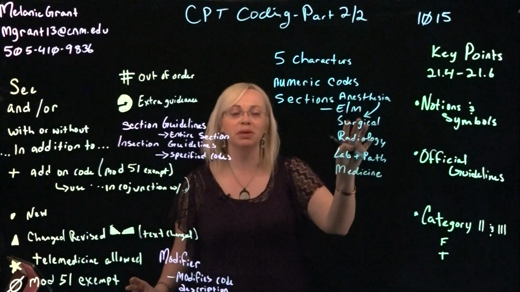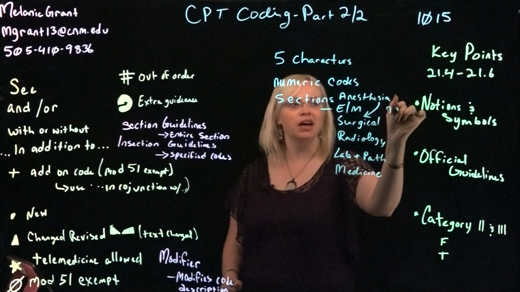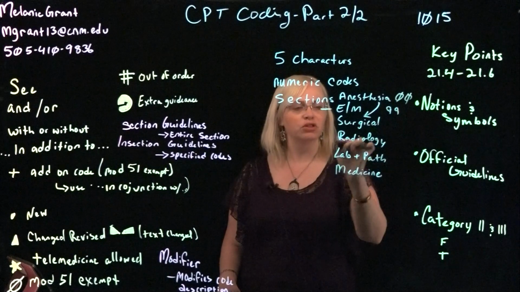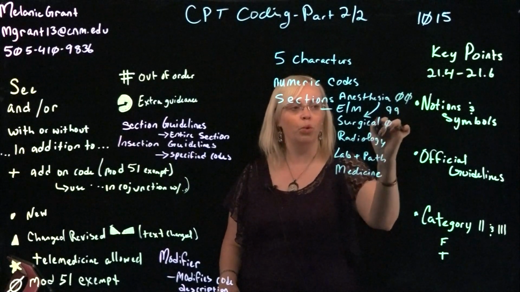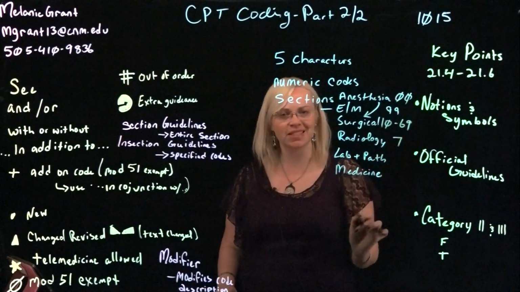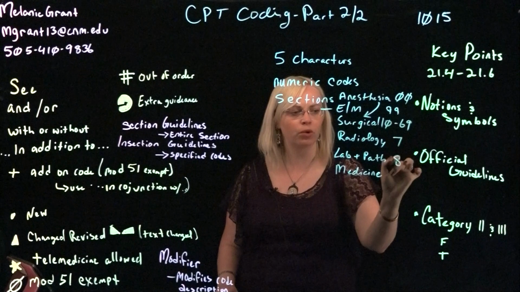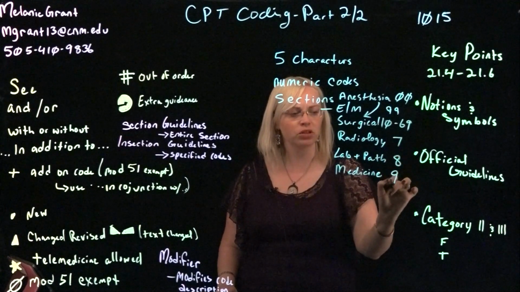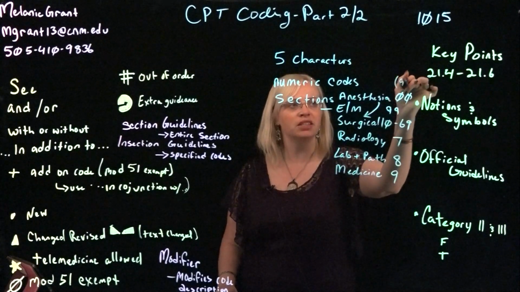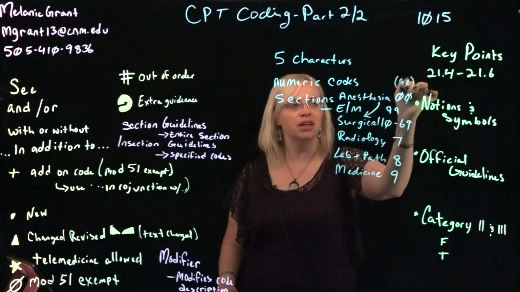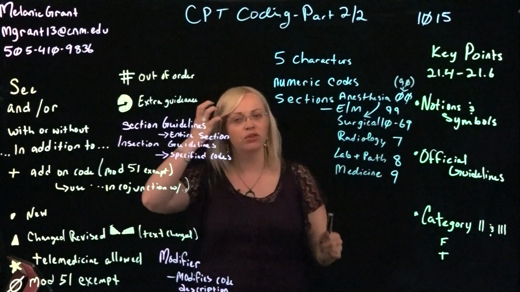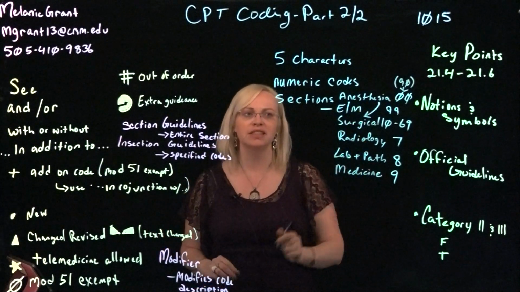E&Ms, of course, tend to be in the beginning, but they actually start with a 9-9. Your anesthesias begin with your 0s. Your surgical, anywhere from 1-0 through 6-9. Radiology always starts with a 7. Lab and pathology always with an 8. And medicine also with a 9, but not the 9-9s. Keep in mind too that anesthesia has some 9 codes from the medicine that are going to be found with anesthesia. Okay, so just kind of looking at the first 2 digits there identifies the section.